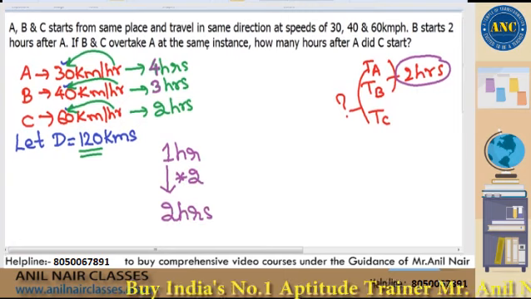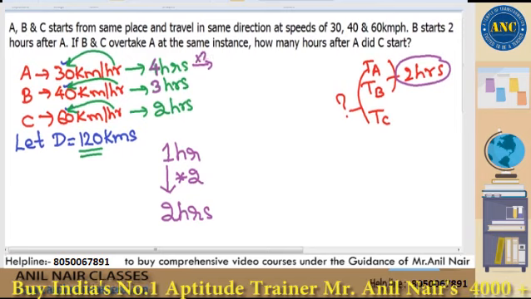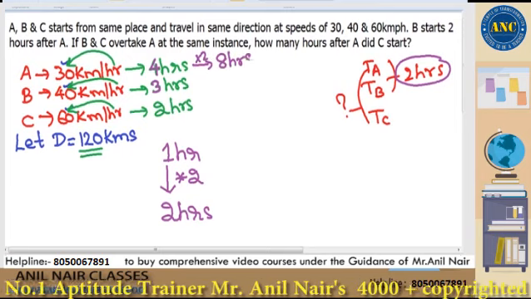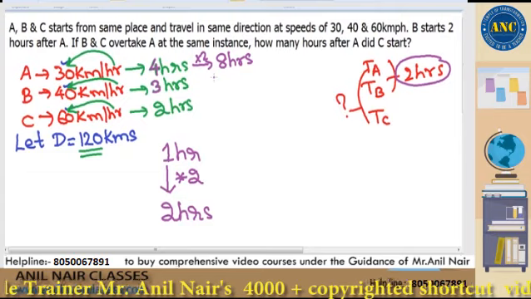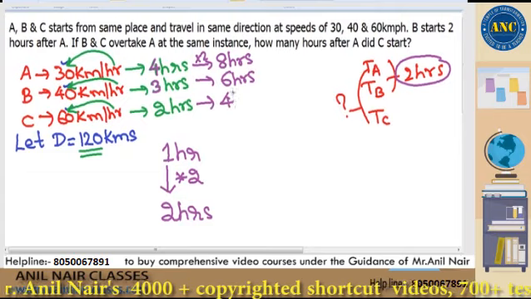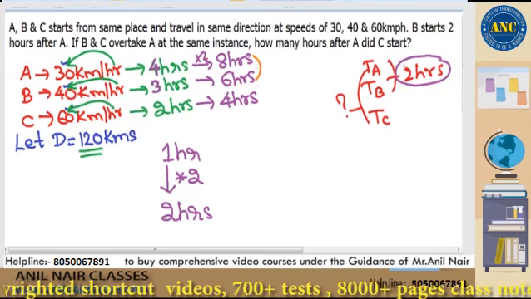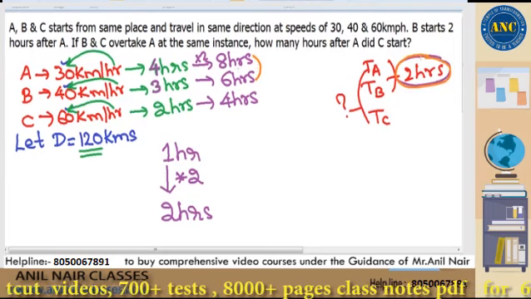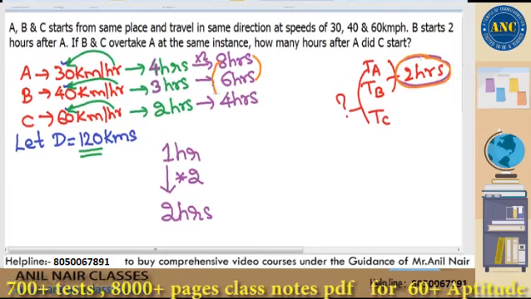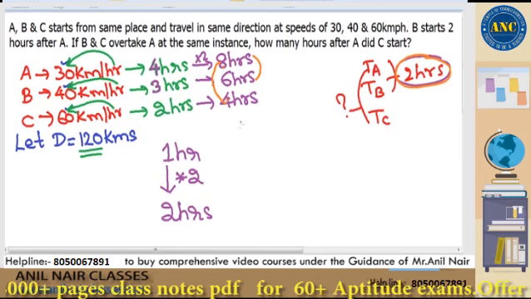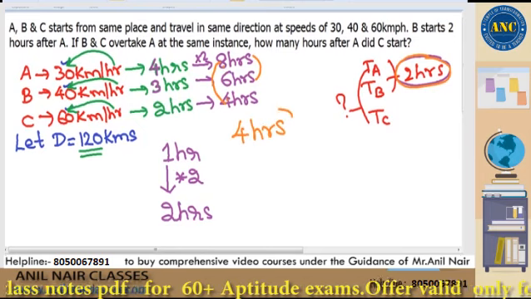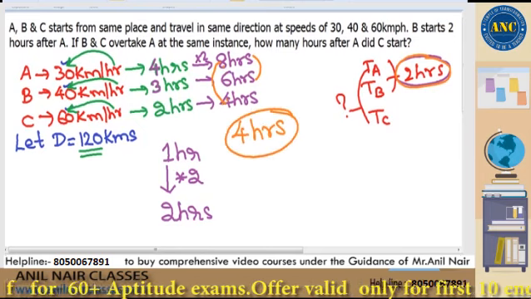Multiply by 2. All these values also multiply by 2. So this becomes 8 hours. This becomes 6 hours. This becomes 4 hours. Now observe that the time difference between A and B is 2 hours, which is actually true according to the question. They are asking you the time difference between A and C. 8 and 4. What should be the difference? 4 hours.